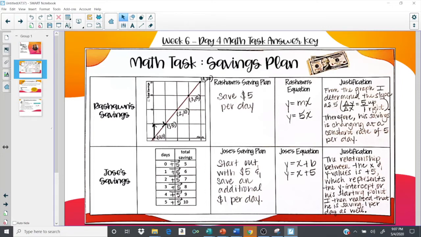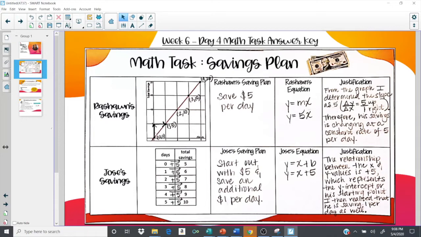The y values are going up by 5s. That's 0, 5, 10, 15, 20. But the x values, which represent the days, are only going up by 1. So they are not in the same increments on the y and x axis. So be aware of that.